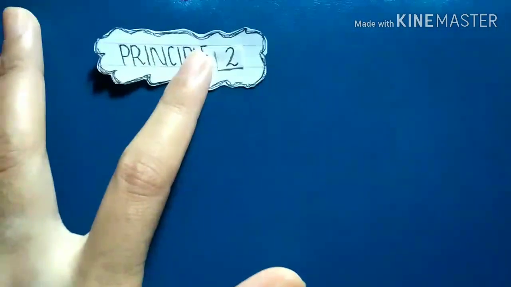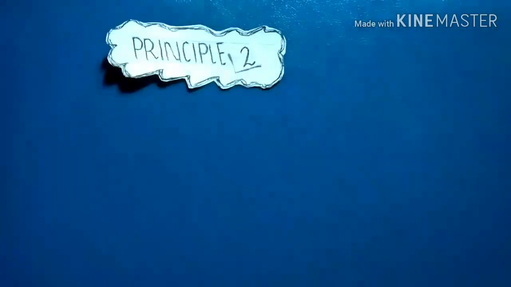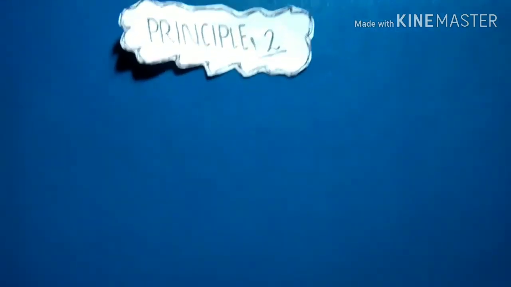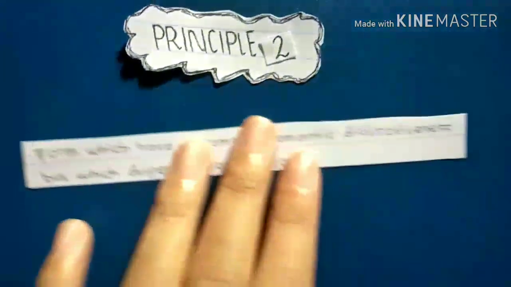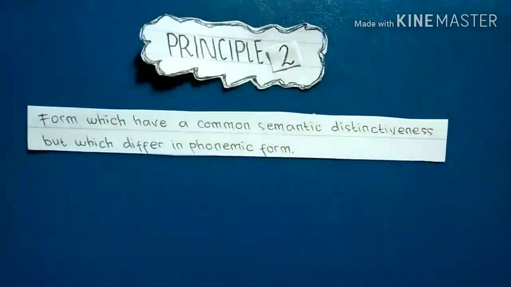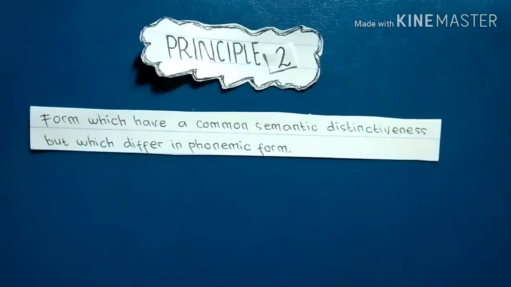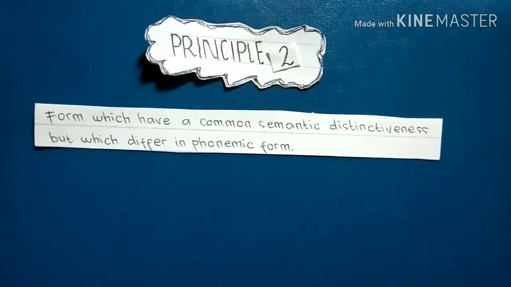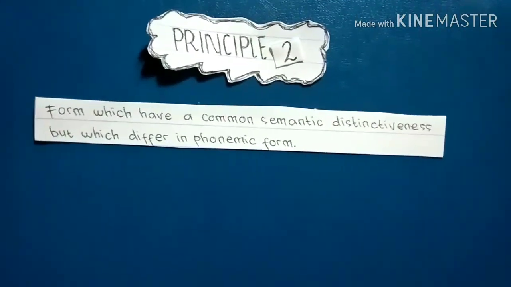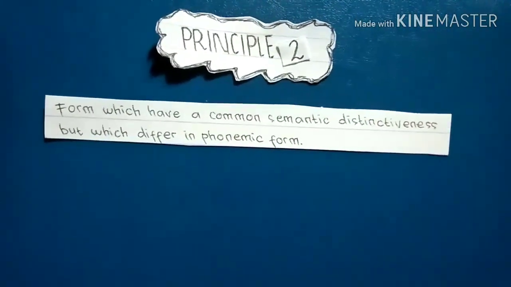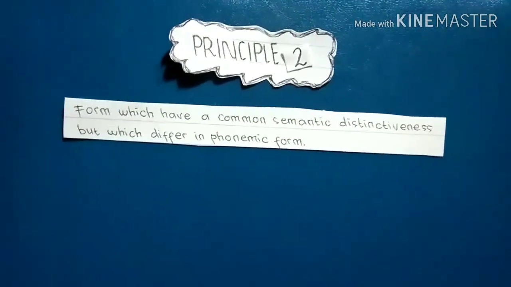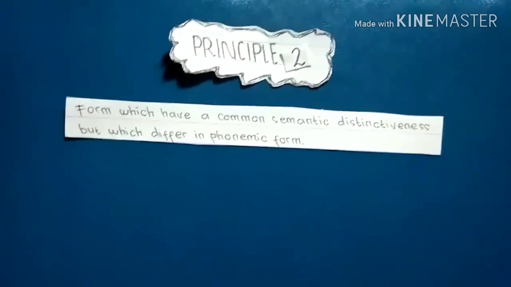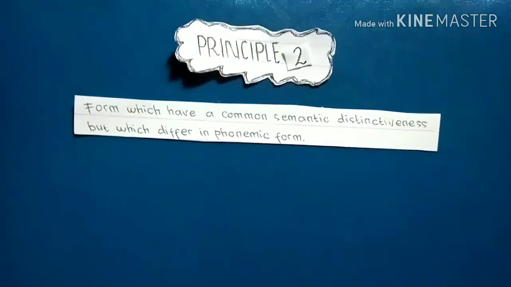Okay, now let's move to the principle 2. Okay, according to Nida in principle 2, forms which have a common semantic distinctiveness but which differ in phonemic form. It means that the morpheme has the same meaning but they are different in pronunciation. Actually, this principle is the opposite of principle 1. Now let's see the example.